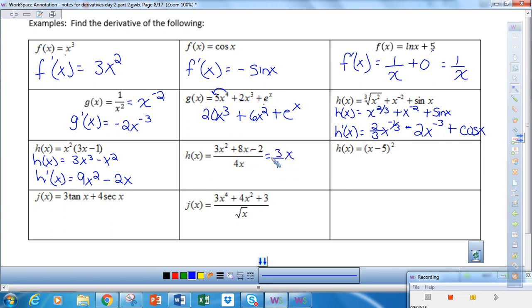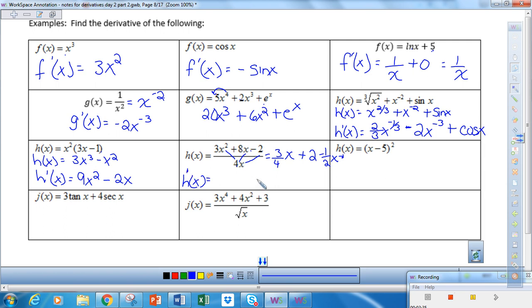x, plus 8x divided by 4x, because I'm just dividing this 4x into all three of these. 8x divided by 4x is 2, and then this would be 2 divided by 4, which is a half, and that'll be x to the negative 1. So now I can use the power rule on each of these.